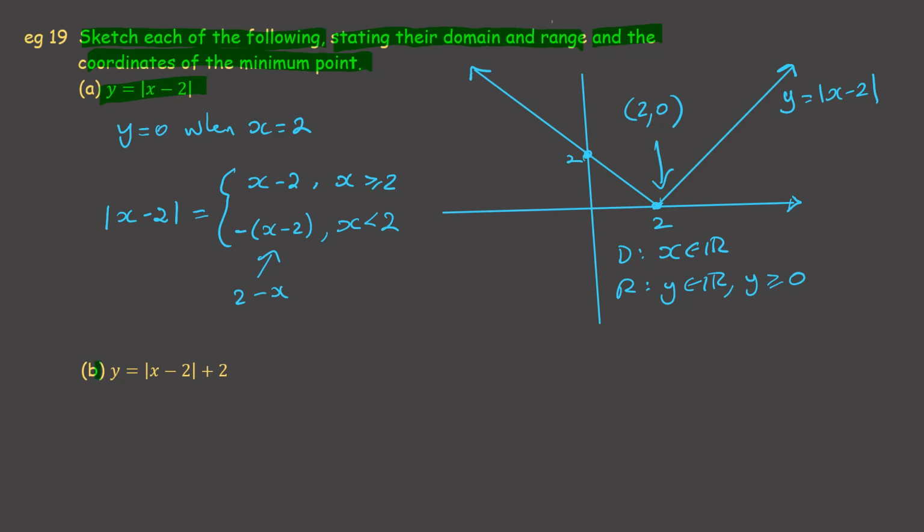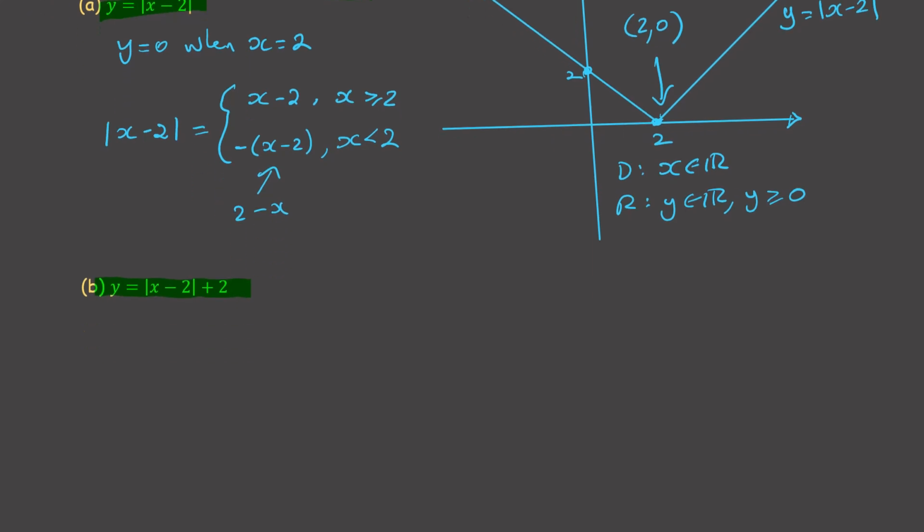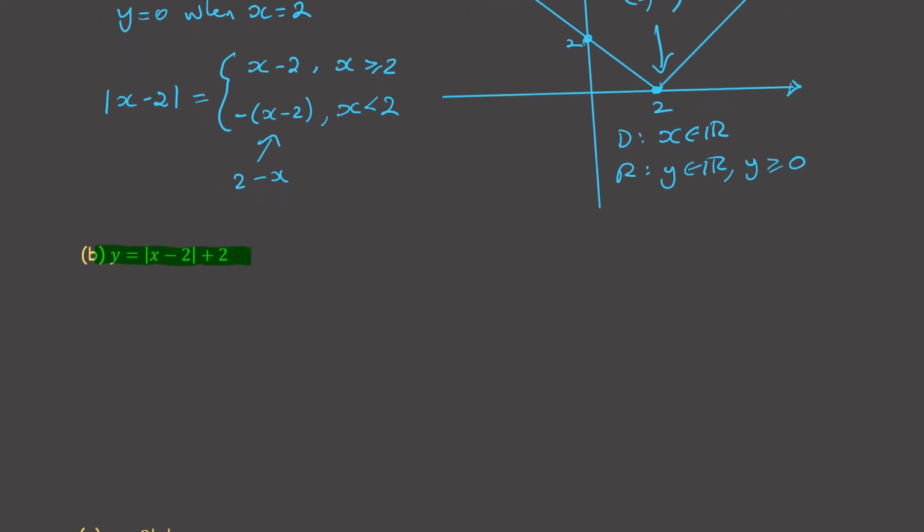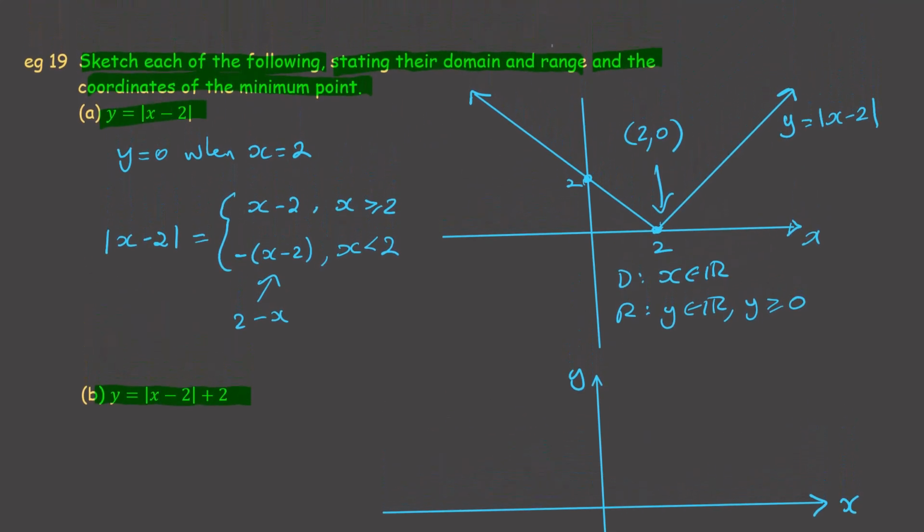Okay, the next one is y equals mod x minus 2, plus 2. Well, that's just going to be the previous one moved up 2 units. So if we draw that one, we've got the x-axis, we've got the y-axis. I didn't label them up here. I should have done.